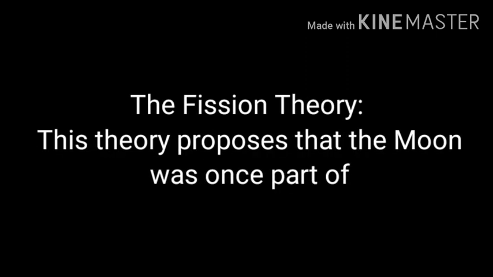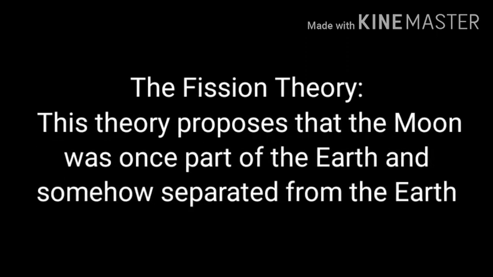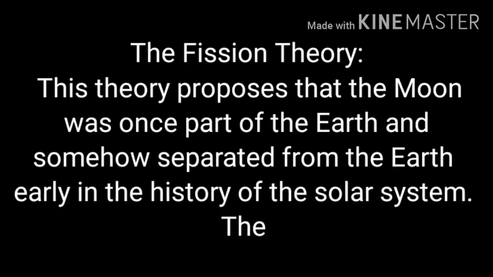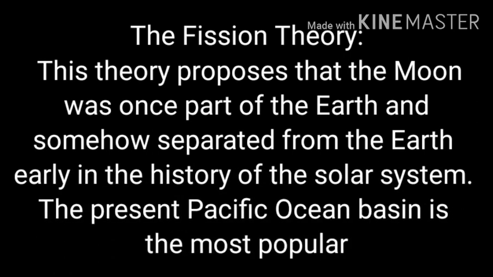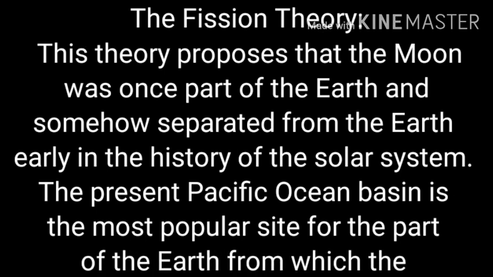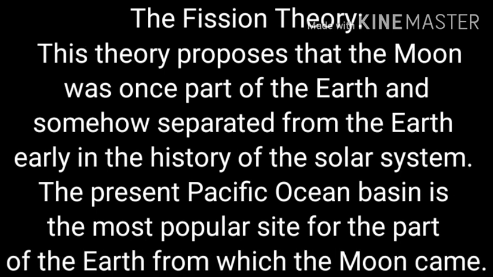The fission theory proposed that the moon was once part of the earth and somehow separated from the earth early in the history of the solar system. The present Pacific Ocean basin is the most popular site for the part of the earth from which the moon came. So students, it was the hypothesis given by Sir George Darwin in 1838.